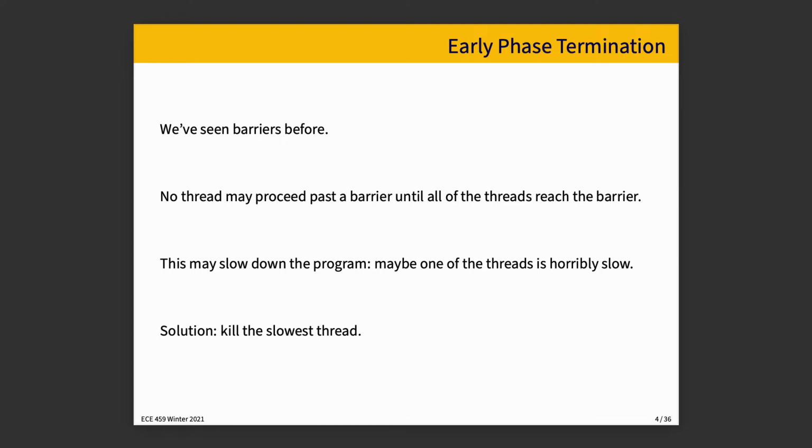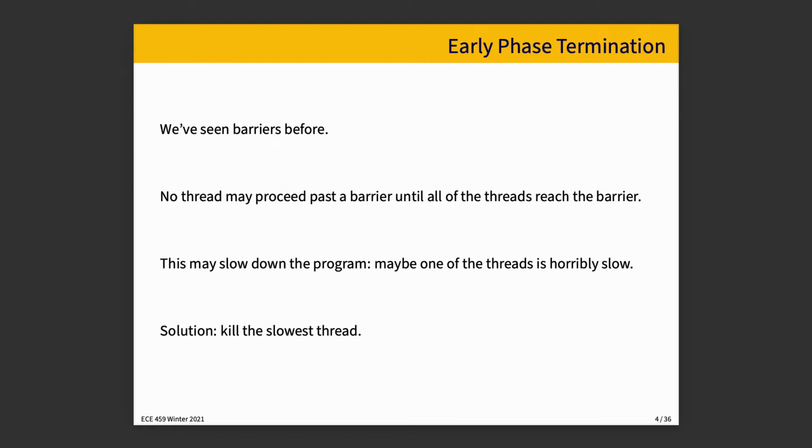This is a formal name for the idea of quitting early. So we've talked about barriers. A barrier in the context of synchronization is where we wait for all of the threads to gather up, and the idea is that no thread may proceed past a barrier until all of the threads have reached that barrier. This might slow your program down because maybe one of the threads is very horribly slow and gets there a lot later than all the other threads. Well, one solution is kill the slowest thread.